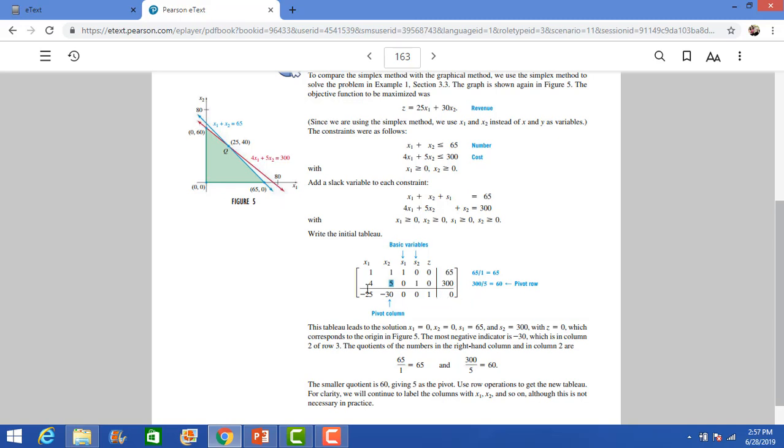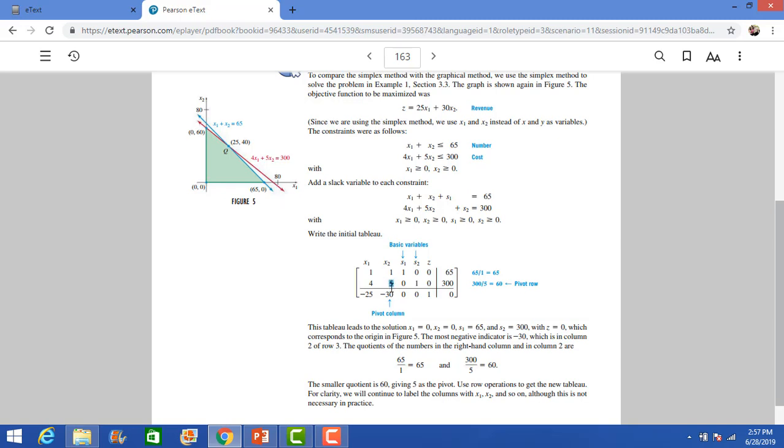And then this one here is the most negative value, so this is going to be our pivot column. We take this number here, we divide 300 by 5, and we divide 65 by 1. 65 divided by 1 gives us 65, and 300 divided by 5 gives us 60. So that means this is the pivot row. This negative number gives us the pivot column. This gives us the pivot row. So now our pivot is going to be 5. See how that works?